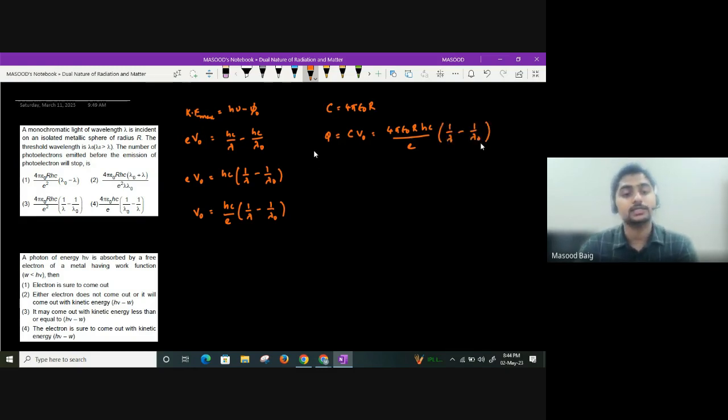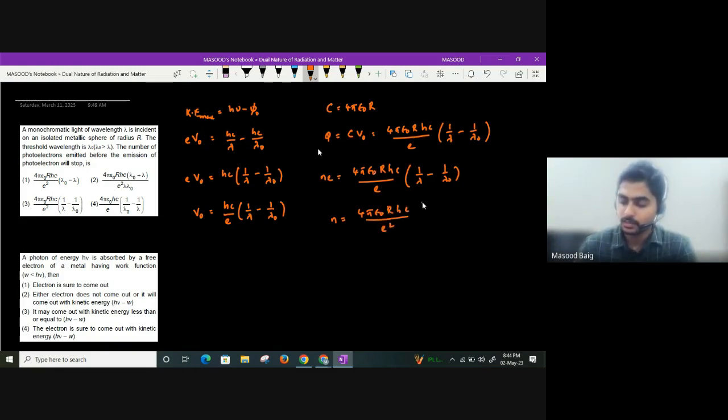Now from quantization of charge, they are asking us the number of electrons emitted. I can write charge as n into E from quantization of charge. So n E equals 4 pi epsilon naught R into hc divided by E, 1 by lambda minus 1 by lambda naught. So the number of electrons will be 4 pi epsilon naught R into hc divided by E square into 1 by lambda minus 1 by lambda naught. This will be the number of photoelectrons emitted before the photoelectric current stops.